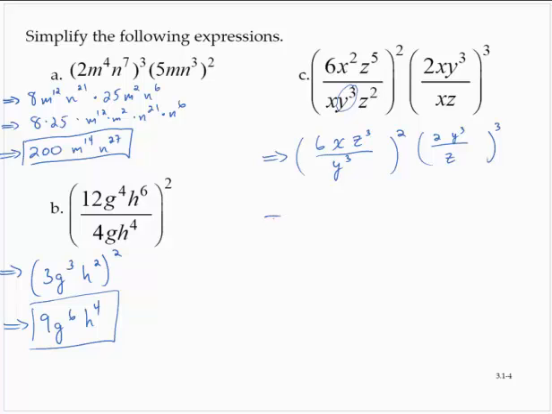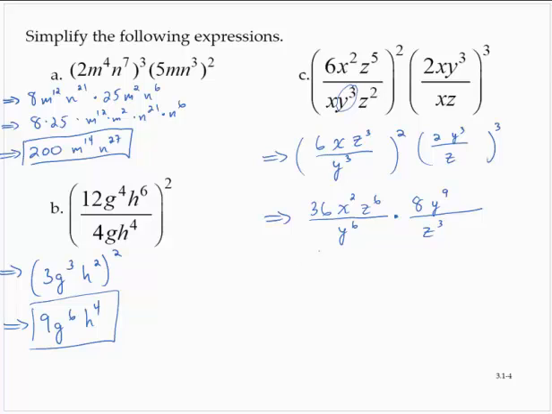Alright, so let's continue simplifying. I would have 6 to the second, which is 36, x to the second, z to the third to the second, so that's z to the sixth, and I'd have y to the third to the second, so that's a y to the sixth, times, I'd have 2 to the third, which is 8, y to the third, which is y to the ninth, multiplying exponents, and I would have a z to the third in the denominator.